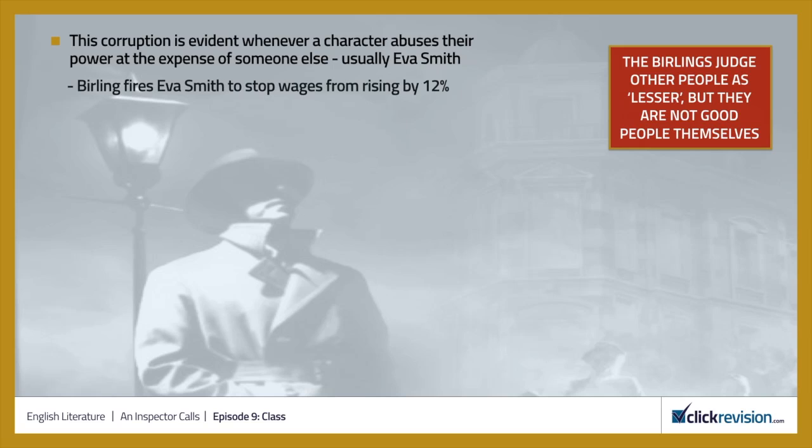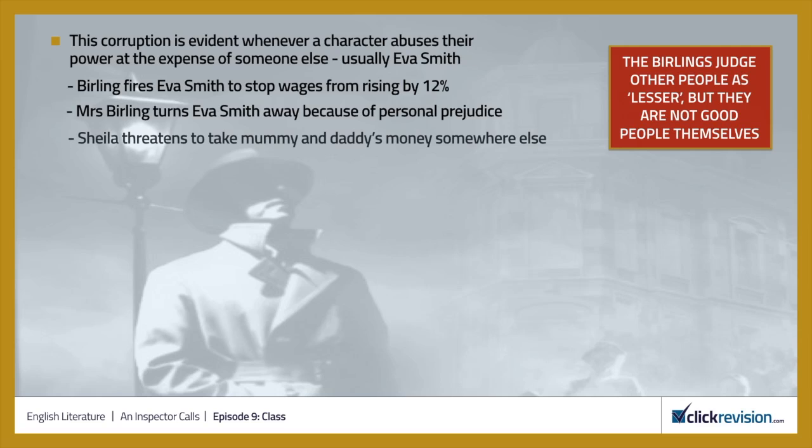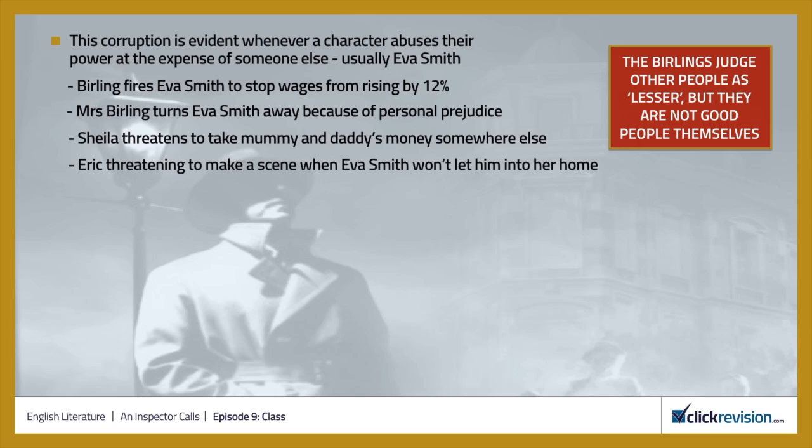Mr. Birling firing Eva Smith to stop wages going up by 12%. Mrs. Birling sitting on a charity panel but turning Eva Smith away because of a personal prejudice. Sheila threatening to take Mummy and Daddy's money to a different shop. Eric threatening to make a scene when Eva Smith won't let him into her house.